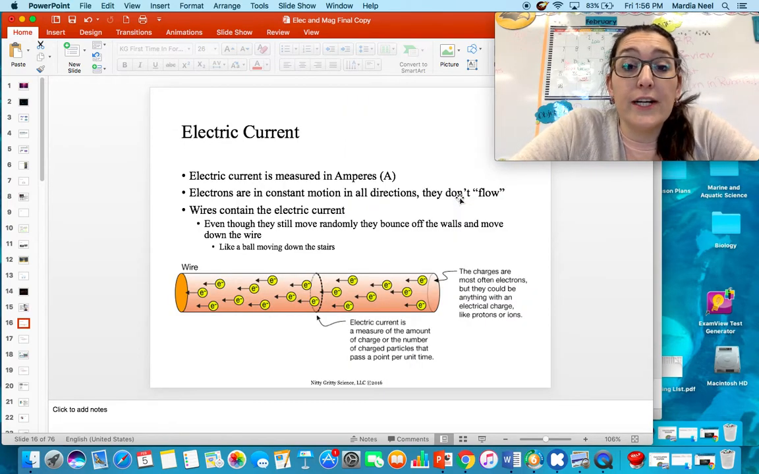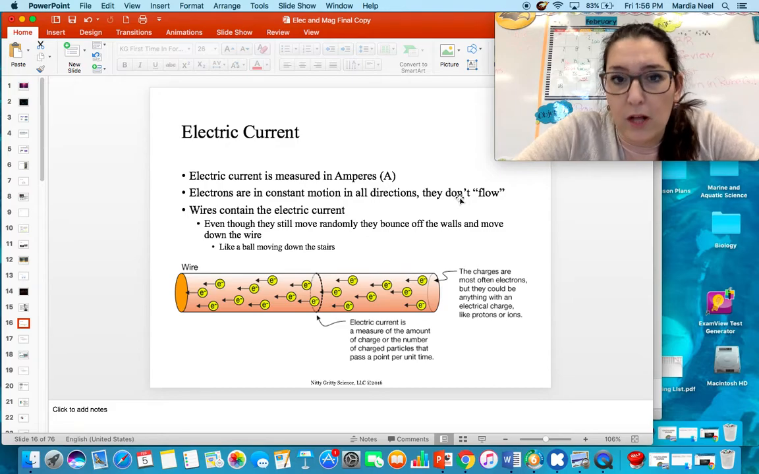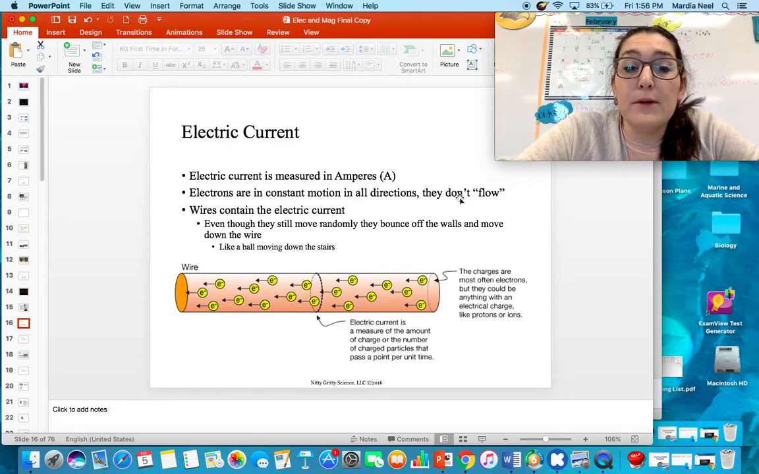So an electric current is measured in amperes. I just like the way that sounds. Y'all probably heard of it as amps. That's what most people call it. They're in constant motion in all directions. So electrons don't naturally flow.